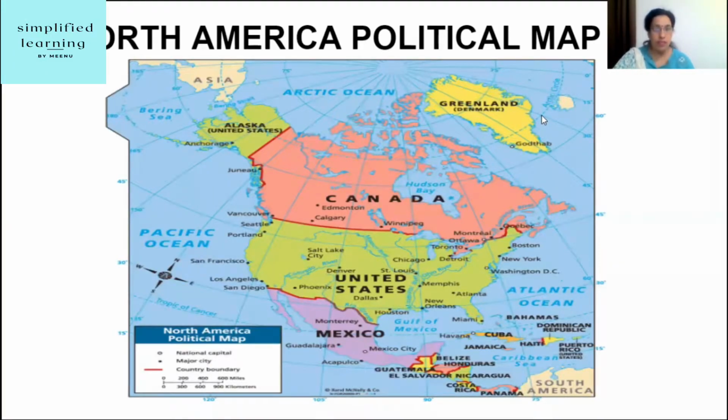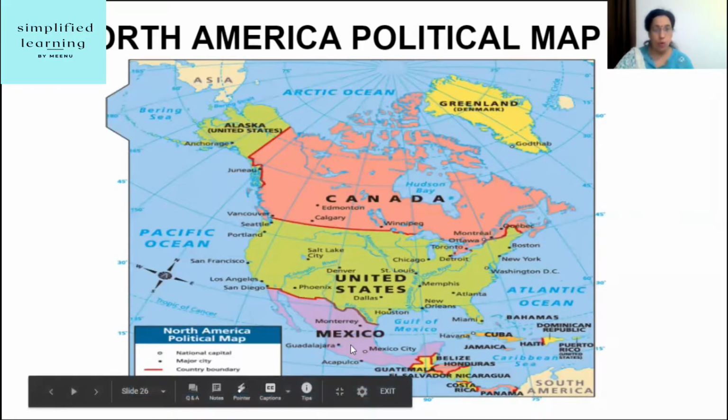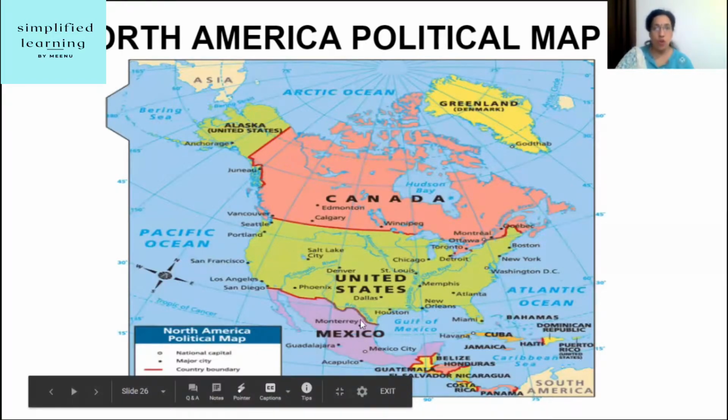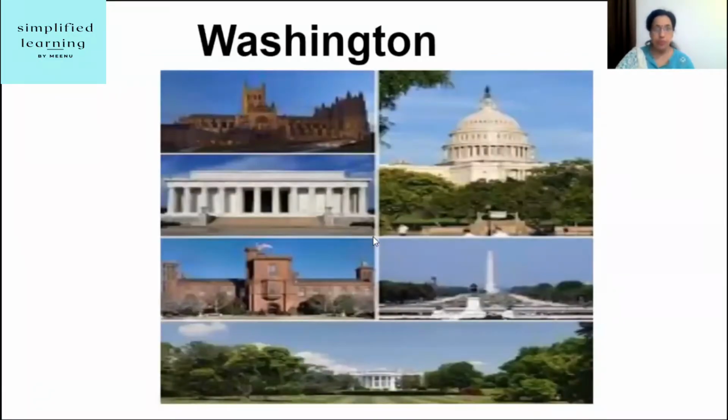Before coming to the cities, you should know the location of different countries in North America. This is the political map of North America. Here we have Alaska in the northwest. Below, Canada is situated. Then we have the United States, Mexico, and we have already discussed Central America and the West Indies. Remember? Now, the cities which we are going to discuss today are Washington, D.C., New York, Chicago, and Los Angeles. Let's talk about all these cities one by one.